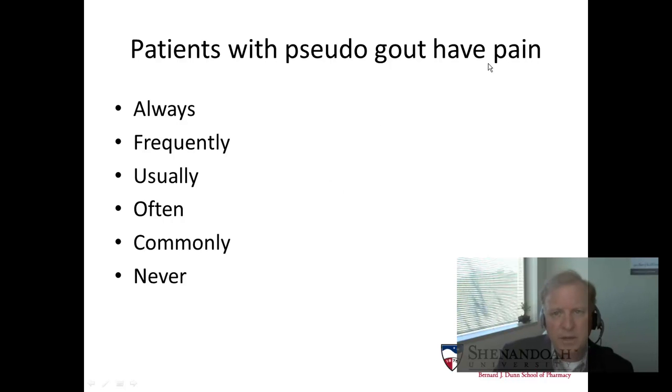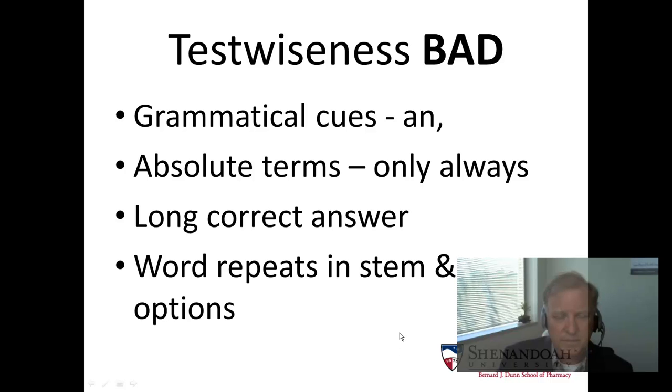Patients with pseudogout have pain always, frequently, usually, often, commonly, never. Right, so all kinds of bad habits here you want to avoid. Always and never. Avoid absolutes. And also avoid terms that have to be interpreted. Usually and often. Who knows what those really mean?